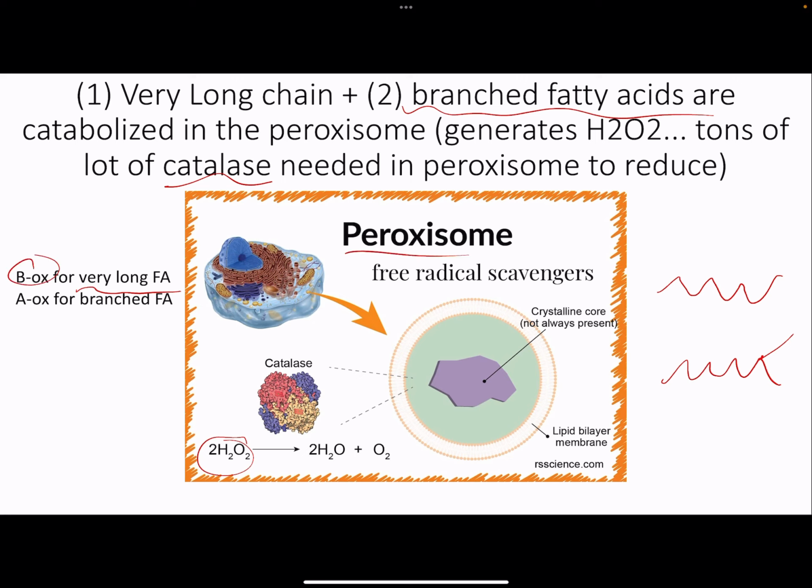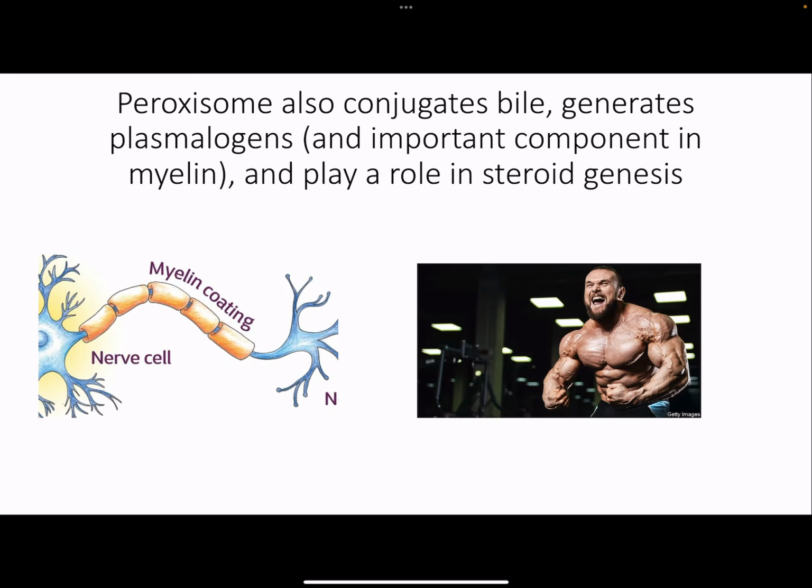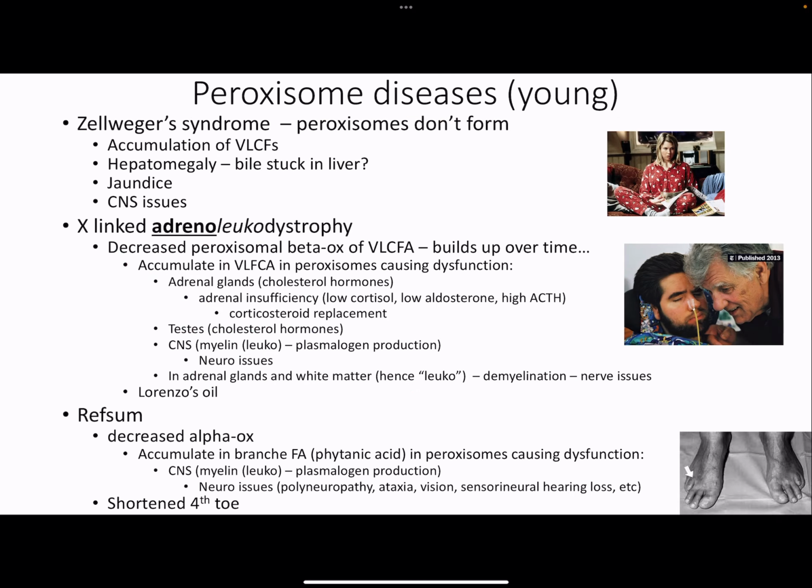But it's a different pathway for the branched fatty acids. So those are in the peroxisome, but we now call this alpha oxidation for the branched ones. Peroxisomes do a couple other things. They can help conjugate it, and they can generate a plasmalogen, which is just something important for myelin, and they play a role in steroidogenesis as well.